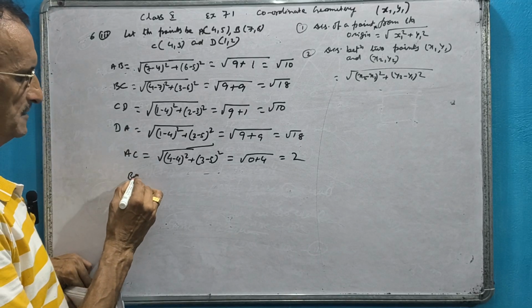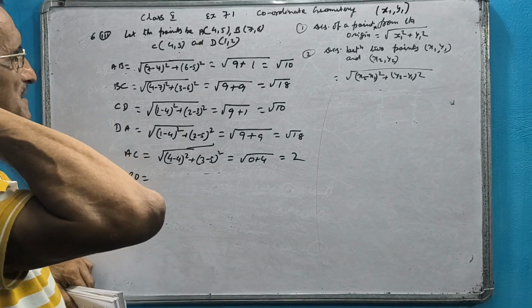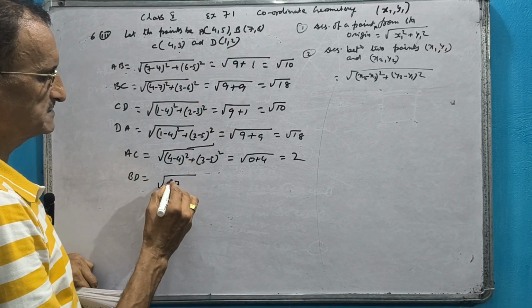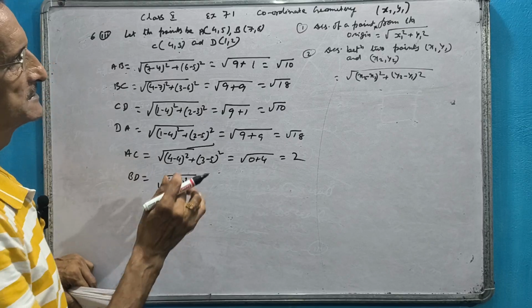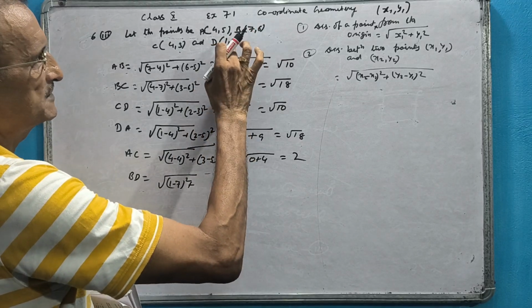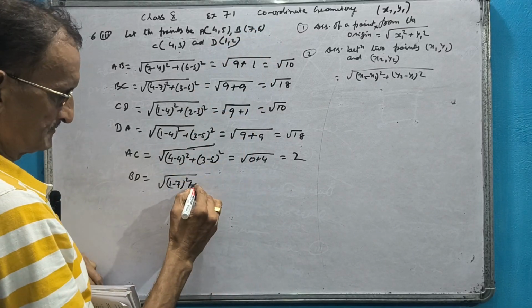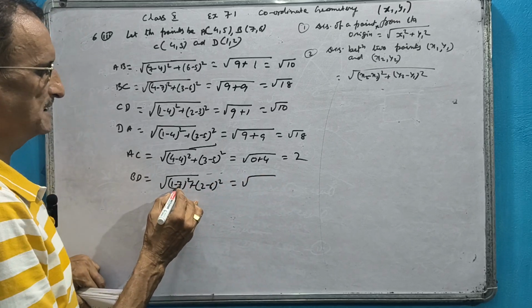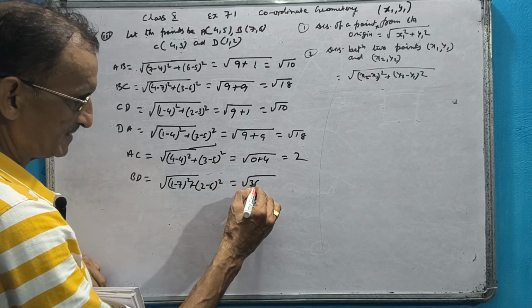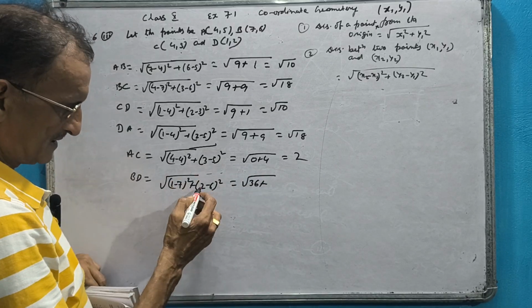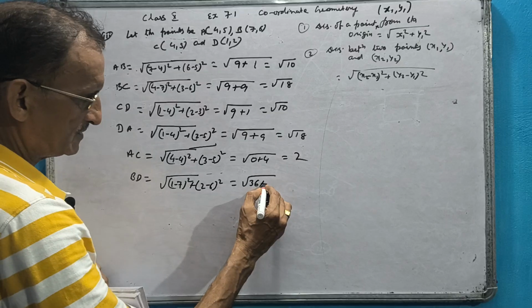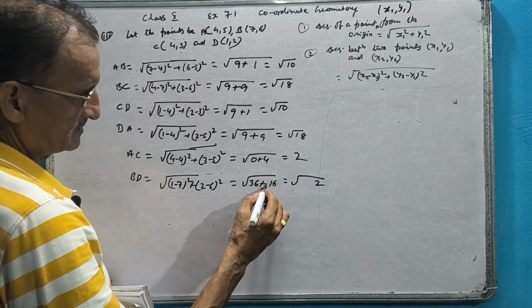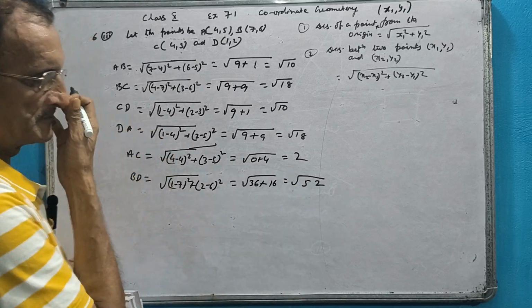Then find BD also. You will see B and D, (1 minus 7) whole square plus (2 minus 6) whole square, y2 minus y1. 1 minus 7 is minus 6, whole square is plus 36, and 2 minus 6 is minus 4, whole square is plus 16. So how much will we get? 52. So what have we got?